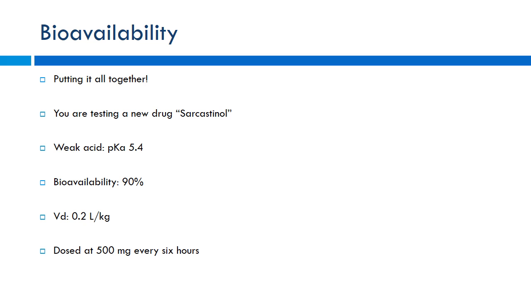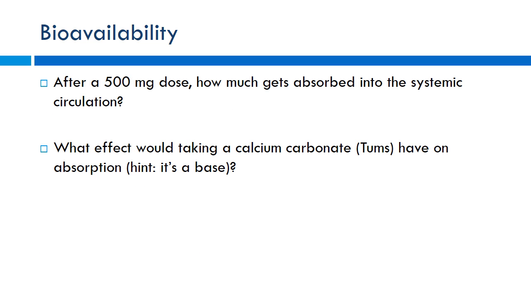Okay, so what do you think about that weak acid pKa of 5.4? What do you think it's going to be better absorbed at? Probably a more acidic medium, so you might see better absorption in the stomach, versus a more basic medium like the small intestine, right? So keep in mind that relationship between the pH of the solution and the pKa of the drug. Let's say after a 500 milligram dose, how much of it gets absorbed into the systemic circulation?